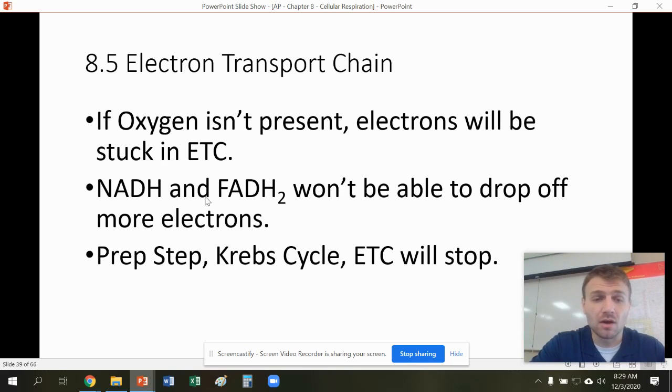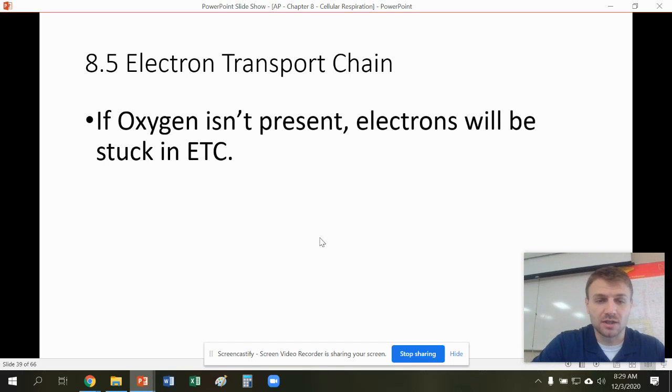So what will happen is all the NADHs and FADH2s will become filled up, which means they can't go to the prep step, Krebs cycle, or really glycolysis. We'll talk about that next section, and get more electrons. Let me show you what that kind of looks like here.